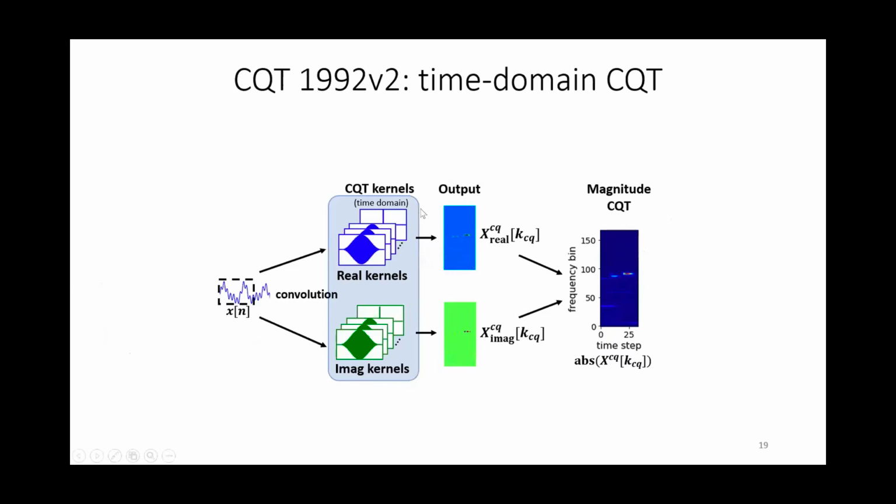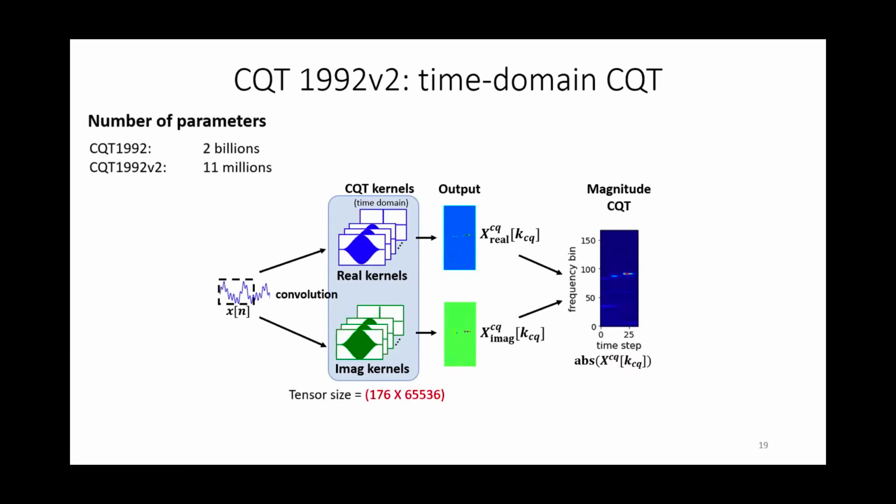But later, I realized that because modern computers have more memory, there's no need to use a sparse matrix to store the information. Instead of converting all the kernels to the frequency domain, we can just apply the time domain CQT kernel to the time domain signal. You can see this implementation is much simpler than the previous implementation, and it also saves a lot of memory and reduces the number of parameters.